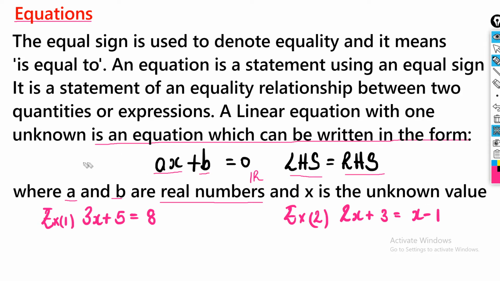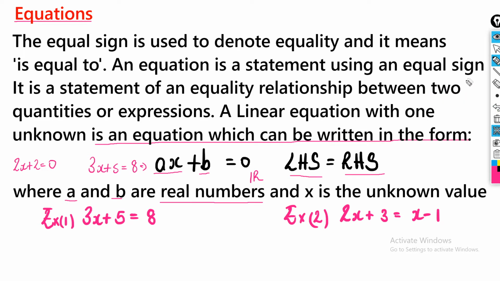For example, we have 3x plus 5 is equal to 8. That's a good example of this. Or you can say 2x plus 2 is equal to 0. That's an example of these equations as well. So let's solve these two equations down here.